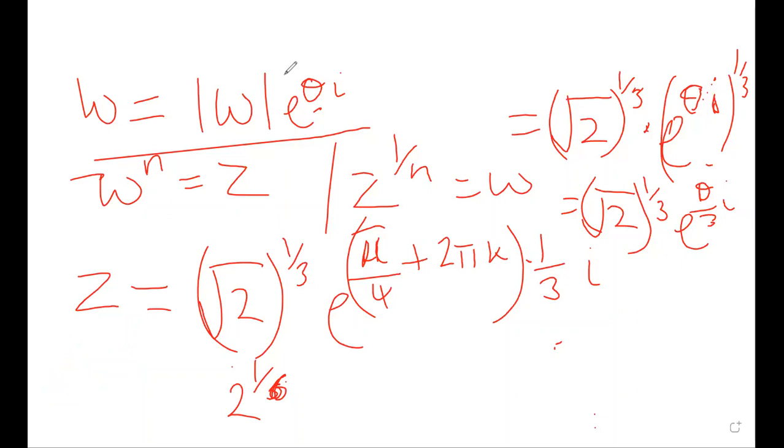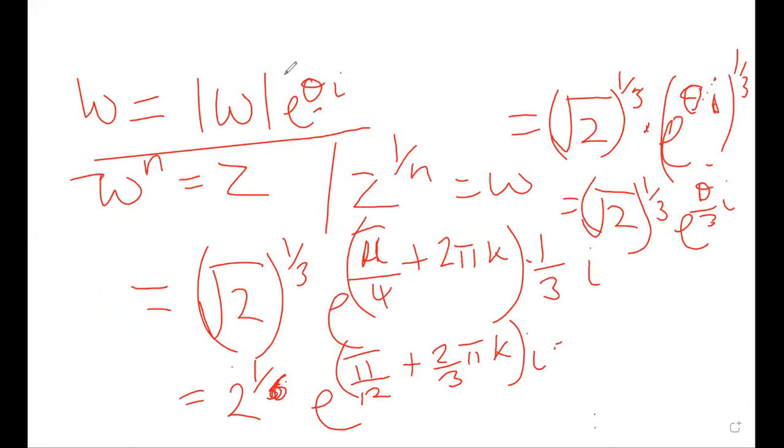Okay. And then for the continuation, we have e exponent. Now pi over 4 times 1 over 3 is what? Pi over 12 plus 2 over 3 pi k I. So all this is the solution for this. This is not z, sorry, this is w. Why did I write z?